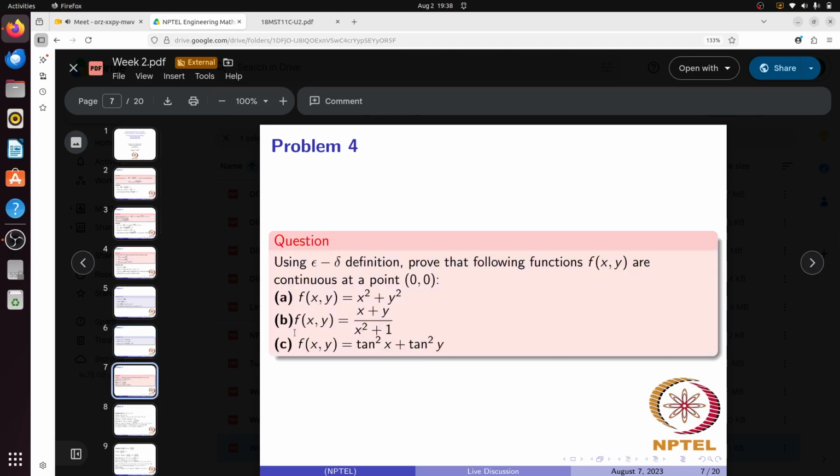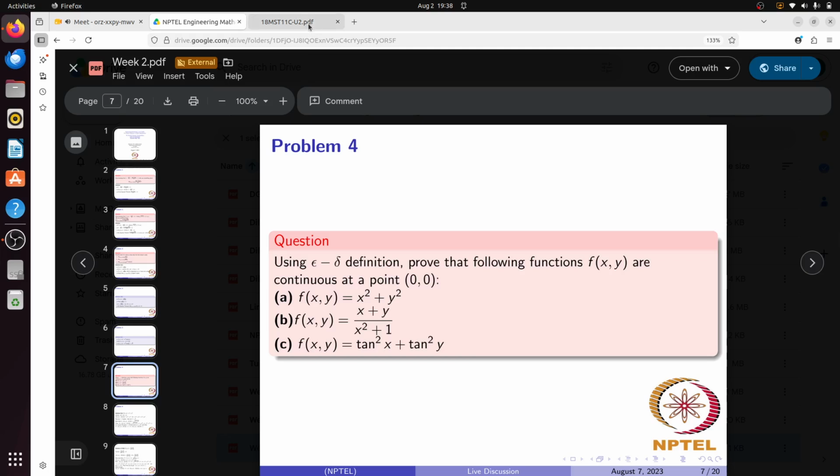Using the epsilon delta definition, prove that the following functions f(x,y) are continuous at the point (0,0). So your f(x,y) is equal to x² plus y², and your next f(x,y) equal to x plus y by x² plus 1, and your next is f(x,y) equal to tan²x plus tan²y.